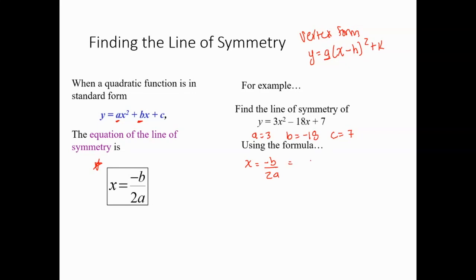And my b here is negative, but I have a double negative, so something to be careful of. In this formula, there's already a negative sitting outside of my b, so I'm going to place whatever my b value is in brackets, and in this case it's a negative, over 2 times my a value. So this becomes a positive 18 over 6, which becomes a 3. So then my axis of symmetry is x equals 3. And that's my axis of symmetry.